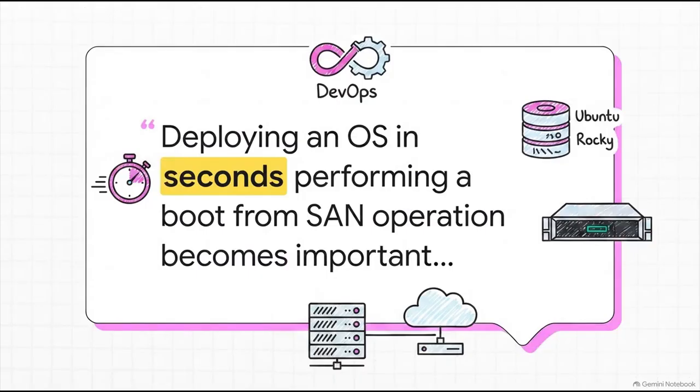Deploying an OS in seconds by performing a boot from SAN operation becomes incredibly important for specific use cases. Whether you're pushing a raw Ubuntu 18 image or spinning up Rocky Linux 9.3, DevOps can instantly inject their custom parameters and bring bare metal servers online immediately. And remember, that works even if it's a third-party HPE ProLiant box.